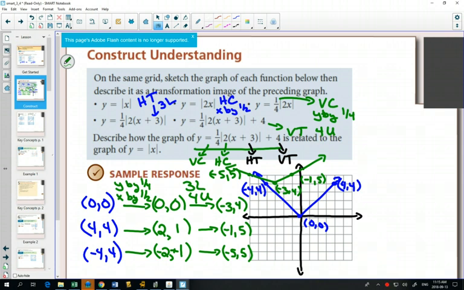So whereas all of our examples up to now you could do just with one set of arrows, when you have stretches and translations, you do your stretches first, that's your first set of transformations you deal with, and then your translations afterwards. And we get our new graph.